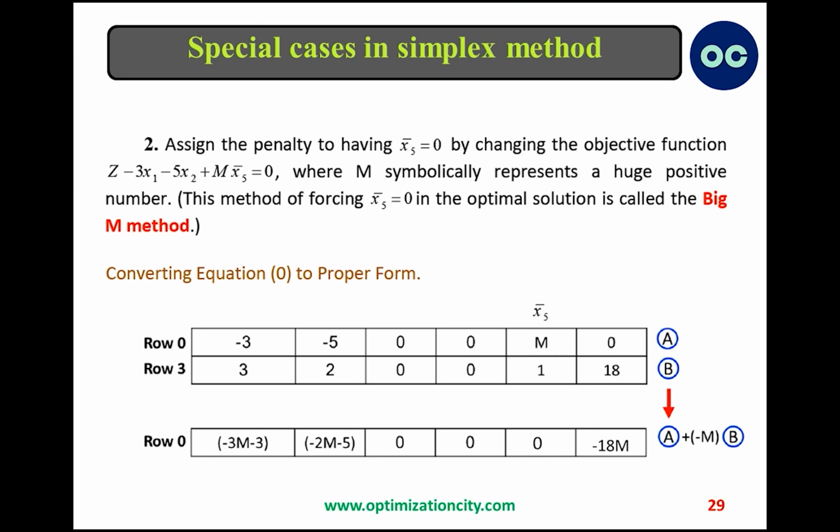So to eliminate x5 bar from row 0, you can subtract M times row 3 from row 0. In other words, you multiply row 3 by minus M and add it to row 0. By doing this, you have the new row 0. So x5 bar has 0 in this row, which is the row of the objective function.